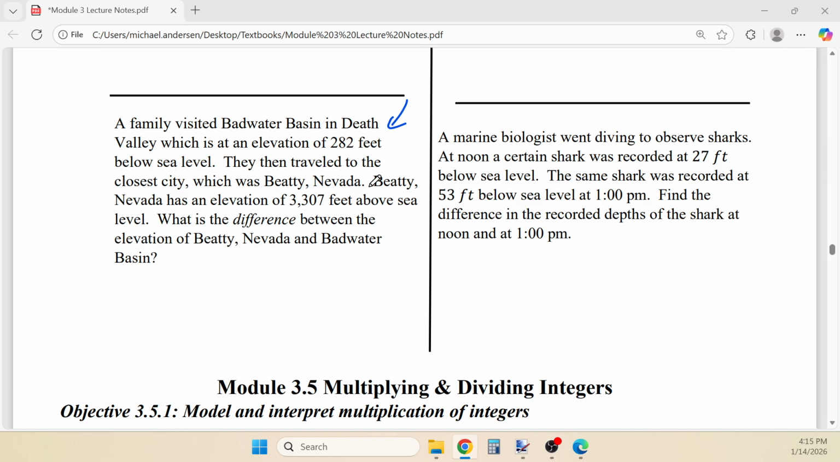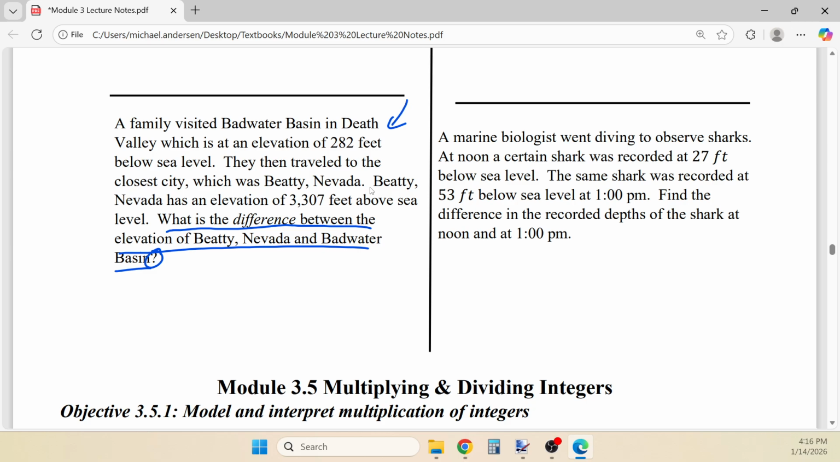Okay. So, first off, I'm not going to read the whole paragraph first. I always want to know what the goal is first before I commit a lot of time reading a long paragraph. This is not a long paragraph, but, well, it's longer than the other paragraphs, right? But the first thing I see is here's a question. I can tell that because I saw the question mark at the end. What is the difference between the elevation of Beatty, Nevada, and Badwater Basin?